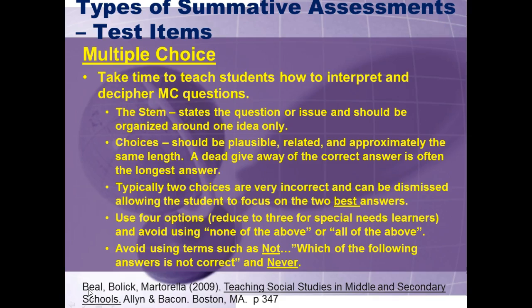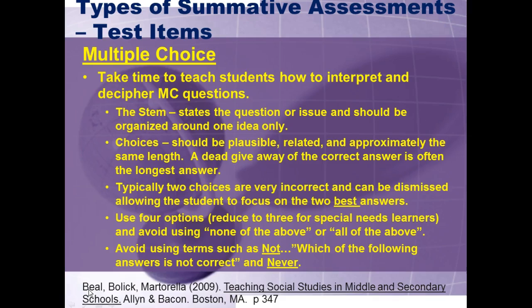The stem is going to be that statement, question, or issue, and they need to really read it and understand it. And then there's going to be answer choices. 2 of those answer choices are typically wrong. 2, however, are correct, are more correct, and 1 of those is very correct. One way of grading these multiple choice questions is to give them 1 full point for the correct answer and a half point for the second correct answer if you go that route.